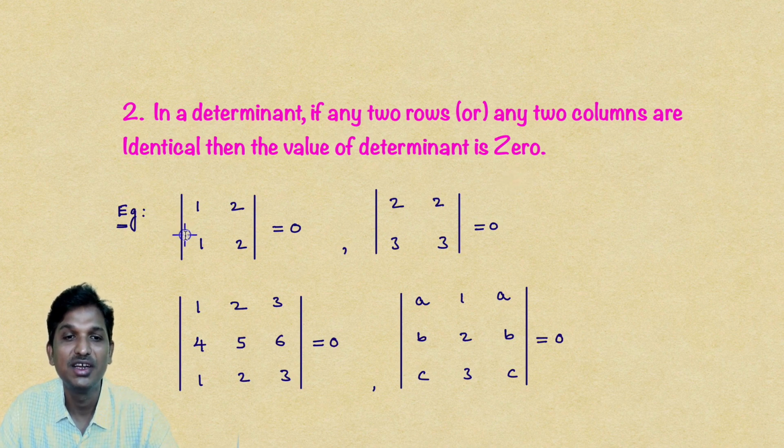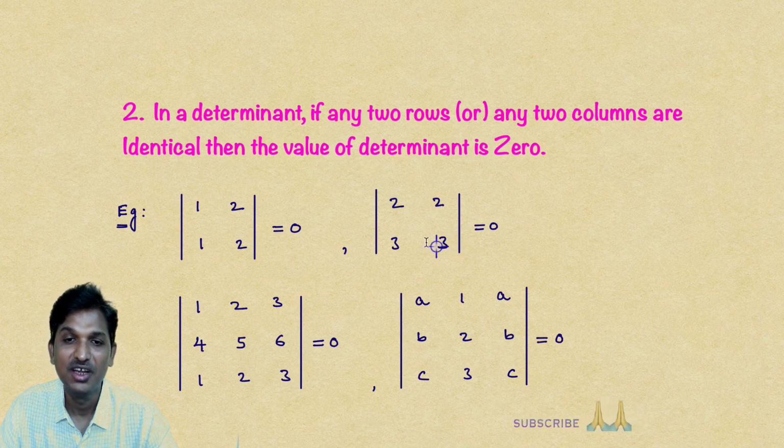You observe this first row, second row. First row, second row, they are identical. 1, 2, 1, 2. In this determinant, two rows are identical. So without expanding this determinant, by using this property, directly I can say its answer is 0. I hope you are understanding.